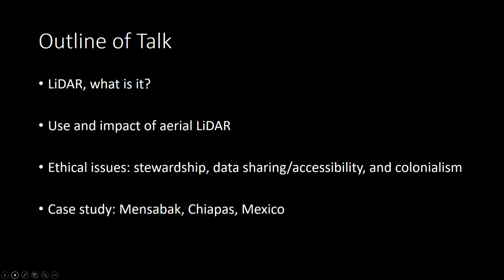To build my argument, I discuss some LiDAR basics, including how the technology works. Next, I discuss how LiDAR is employed in archaeology and the impact that aerial versions of this technology are having on the field. Third, I examine the growing ethical concerns tied to the use of aerial LiDAR.